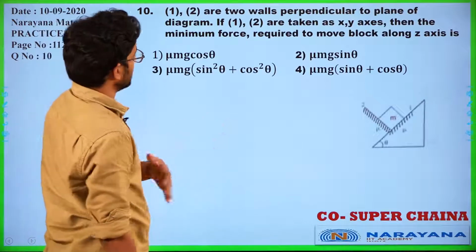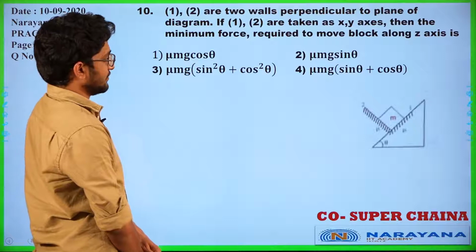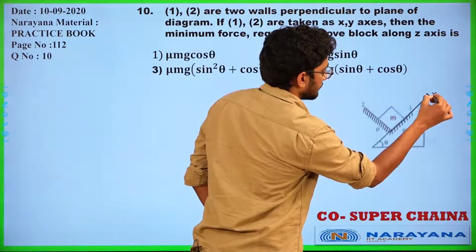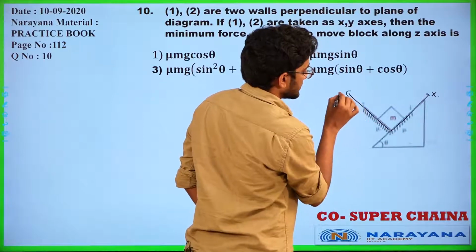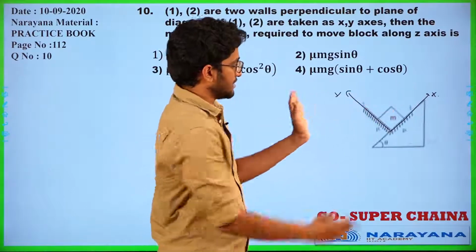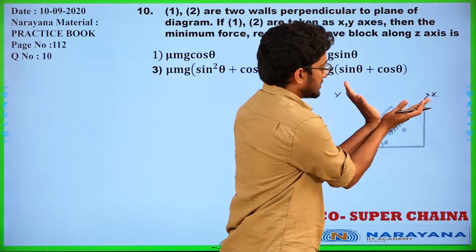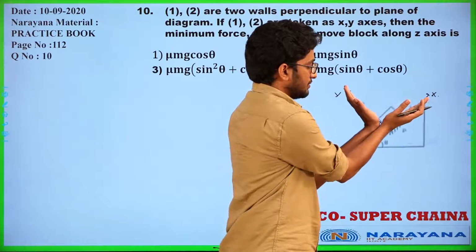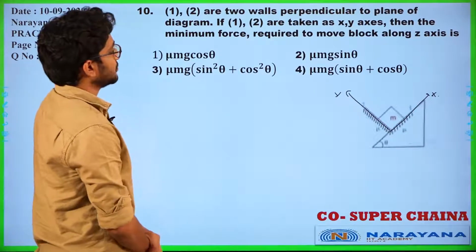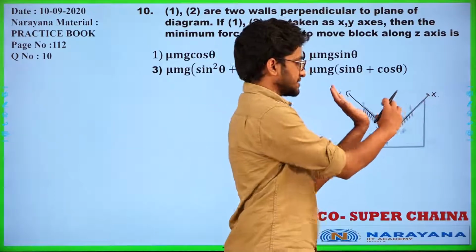Next, there are two walls perpendicular to the plane of the diagram. If 1 and 2 are taken as x and y axis, so this is taken as x axis and this is taken as y axis. Okay, there are two planes here, perpendicular to this board, there are two planes like this, and the block is kept here between the two planes. Then the minimum force required to move the block along z axis. So you need to move the block along the z axis, that is outwards.